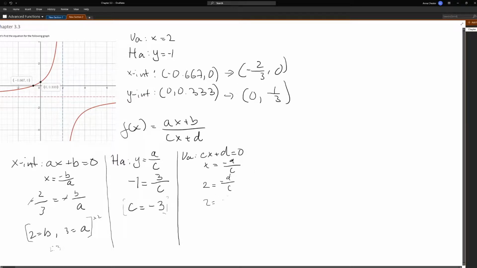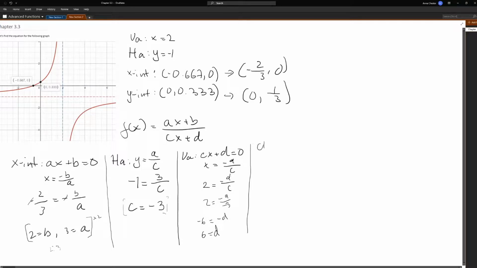So 2 is equal to negative d over negative 3, which would be the same as d over 3. So we could just cross multiply and get negative 6 is equal to negative d. So 6 is equal to d. Again, keep in mind that these could easily be multiplied by another number, again starting from this base. But here we essentially found a, b, c, and d.